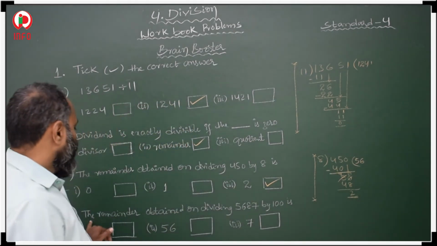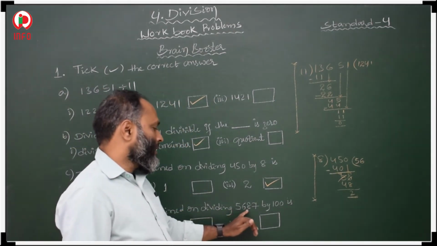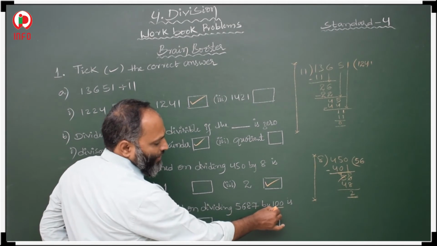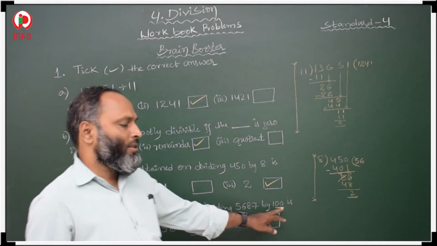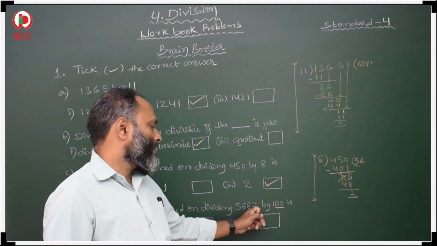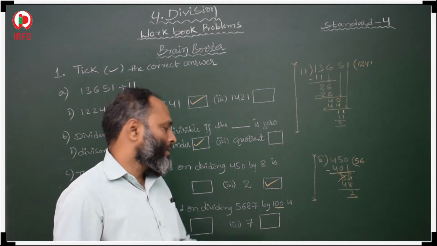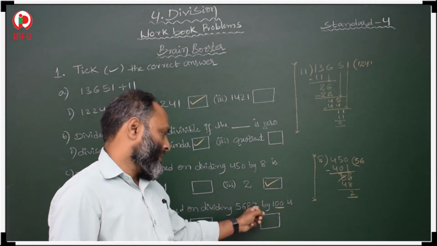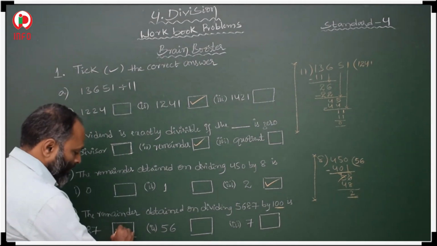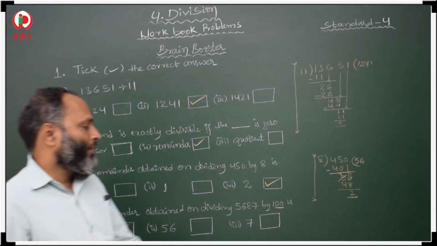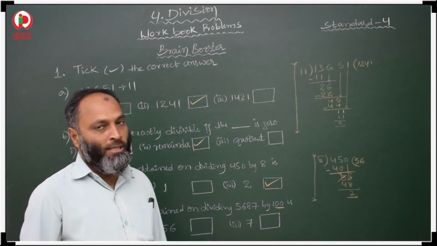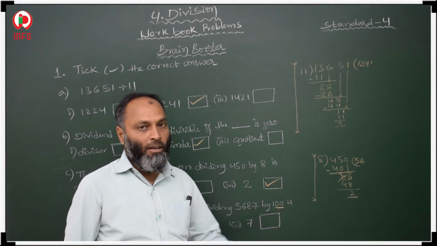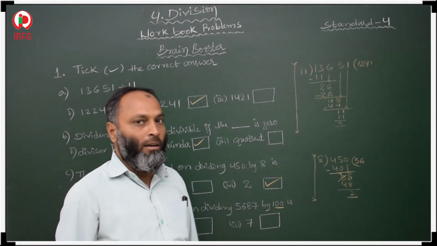Next. The remainder obtained on dividing 5687 by 100. So here dividing with 100. So how many zeros are there? 2 zeros we have. So the last 2 places are our remainder. Means in ones place, in tens place, whatever is there, that will be the remainder. That is 87. 87 is our remainder. When divided by 100, the last 2 places are our remainder. When divided by 1000, then last 3 places are our remainder. When divided by 10, the last place is the remainder.